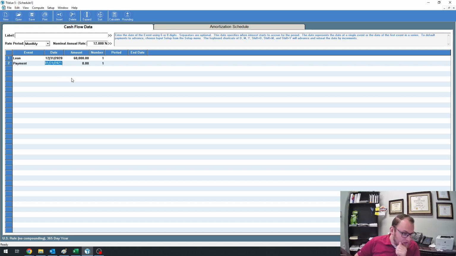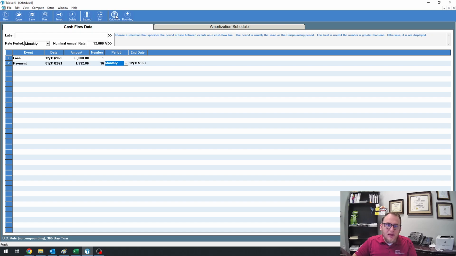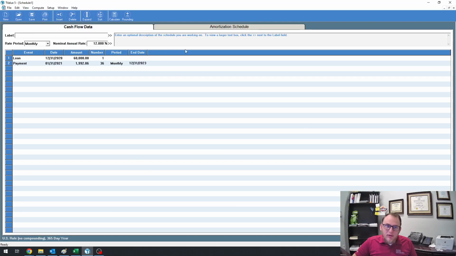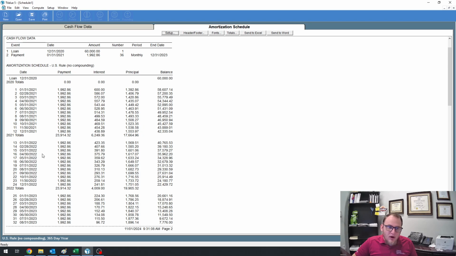So the first payment is going to be on 1/31/21. So we don't know what that payment is going to be, but we know that this is a 3-year loan with monthly payments. So there's going to be 36 payments. So I can come up here and I can say calculate. So our monthly payment is going to be $1,992.86. And that's exactly what we see here, and that's exactly what Excel calculates, of $1,993. They're rounding. But the nice thing about a program like this is here is all of the payments.